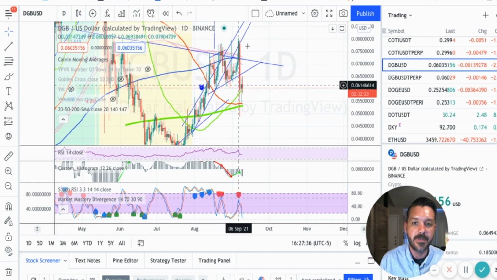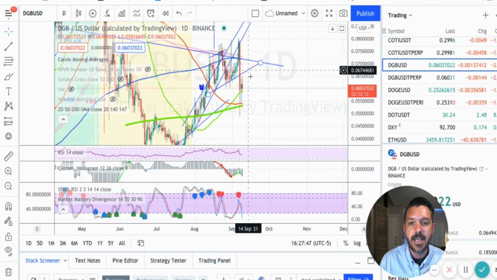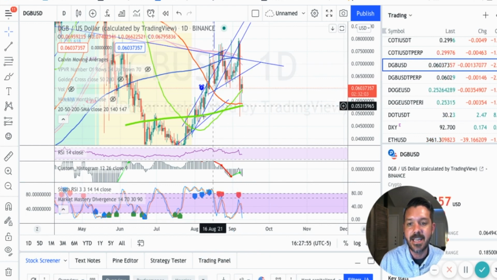And then we had this perfect cup and handle here that got rejected, and then the flash crash. So now there's going to be a lot of resistance on this line around the 0.071 line. And to get back into this range that we were holding short term, we need to get at least above 0.68. And you can see this longer term range here broke on the 26th.